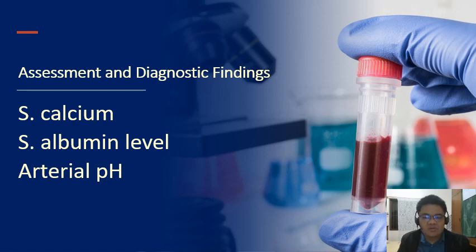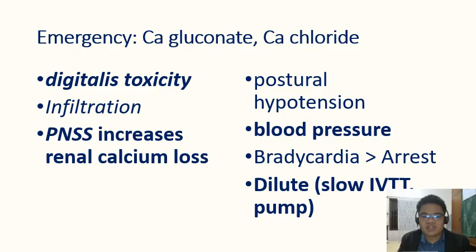And then you also need to take the arterial pH. Now, what is the emergency management? Remember that our problem is calcium, hypocalcemia. There is a lack of calcium. Hence, we will be giving calcium to our patient. That will be in the form of calcium gluconate and calcium chloride.